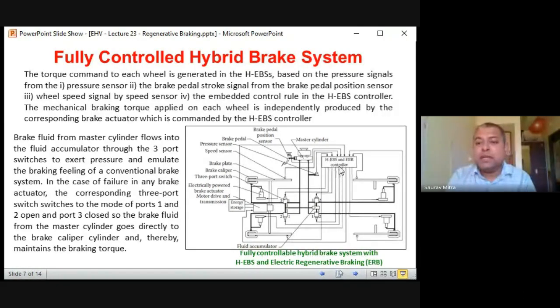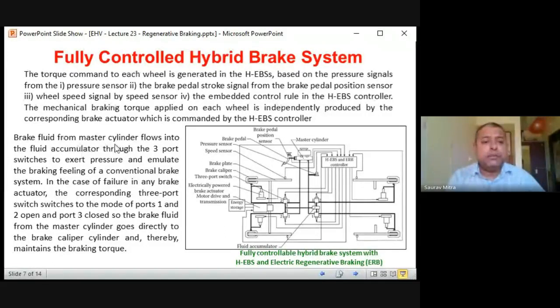So this HEBS controller can be a digital controller, and wherever there is a caliper, this can be an actuator. So between this controller and actuator, there might be an ADC, DAC, digital to analog converter. And this brake caliper is holding the disc, and that is offering the deceleration on the wheel, and that is creating the mechanical brake. So the mechanical brake torque on each wheel, that's very important, each of the four wheels is independently produced by the corresponding brake actuator, which is commanded by the HEBS controller. So there are actually four calipers, one on each wheel.